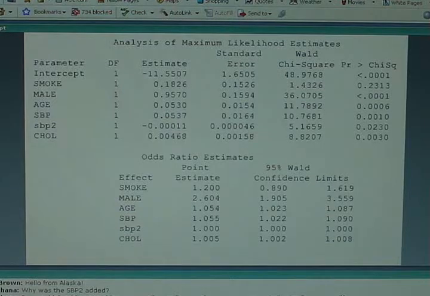So, Patrick, you say, if SBP is statistically significant, SBP2 is significant. No, that's not always true. In a model with both blood pressure and blood pressure squared, you might end up with the blood pressure term being non-significant, the blood pressure squared term being significant. It depends on the type of quadratic relationship. And here you should be just focusing on the SBP2 term.